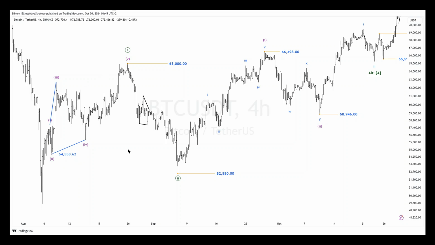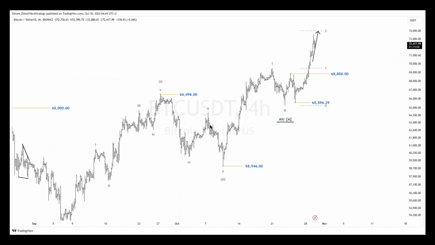So I labeled that 1, 2, 3, 4, 5, and that's wave 1 of the minute degree, and then the decline, which is a WXY, that's wave 2, which bottomed there at 52K. And then we saw 5 waves to the upside. That's wave 1 of the minute degree, which peaked at 66K, and then a decline in the form of a double zigzag, and then it bottomed. I labeled that as 1 here, and then wave 2 of the minute degree.